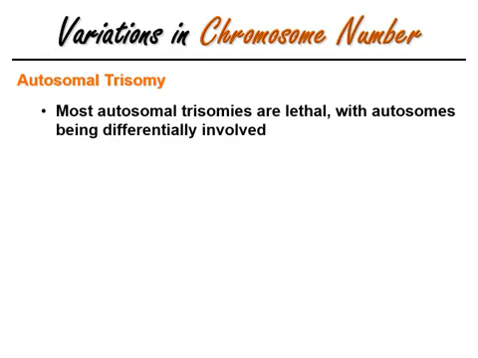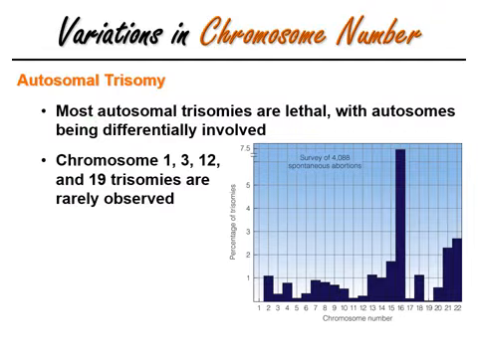So let me just say a couple of those things in bullet points. Most autosomal trisomies are lethal, as I just said, with autosomes being differently involved. So here is a very deceptive graph. On the Y, you've got the percentage of trisomies, and on the X, you have the chromosome number. But notice this is a survey of 4,088 spontaneous abortions.